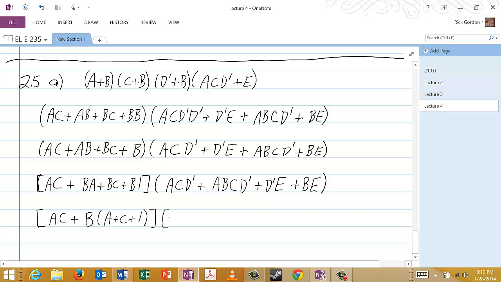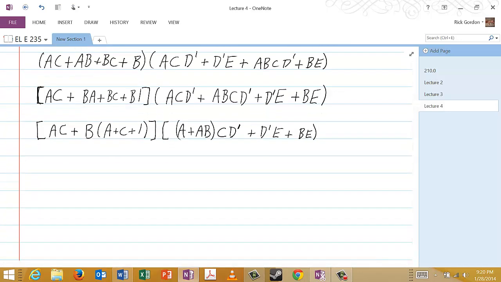And now over here on the second term, notice that we can have A or AB. This is the reason that I switched the second and third terms. It was so that I could do this operation. I noticed that if I factor out the CD prime, we'll get that A or AB ANDed with CD prime, and then we'll be left with D prime E or BE. And now coming down, this is AC or B ANDed with, again, if we have any Boolean variable ORed with 1, we get 1. So A or C or 1 is 1.